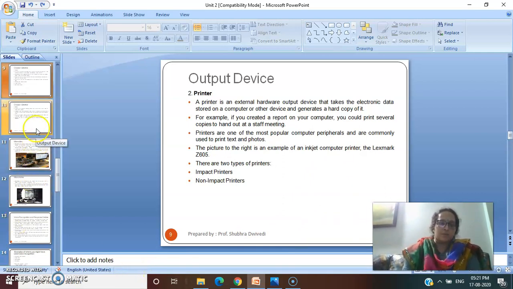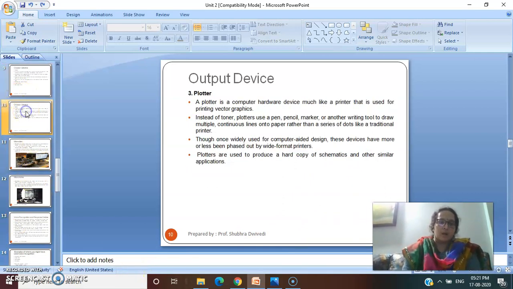Then the third type of output device that we will be discussing is your plotter. What is a plotter? A plotter is a computer hardware device, much like a printer, that is used to print vector graphics. Now what do we mean by vector graphics? Basically there are two types of graphics display, random scan display and raster scan display. Okay, now what is a raster scan display?